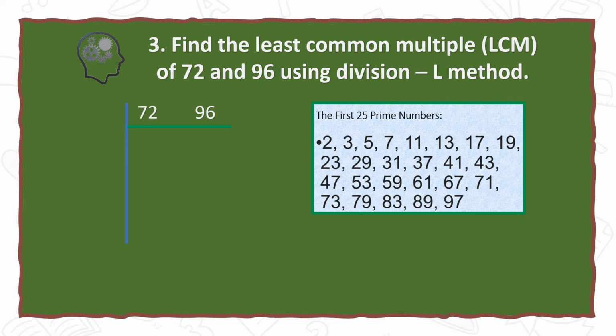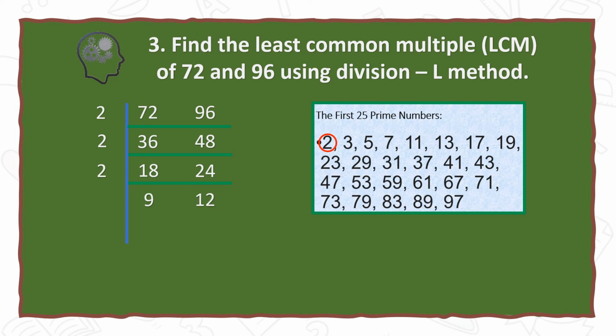Are they both divisible by 2? Yes. So 72 divided by 2 is 36, and 96 divided by 2 is 48. Now, 36 and 48 are divisible by 2? Yes. 18 and 24. Are 18 and 24 divisible by 2 again? Yes. It's 9 and 12.